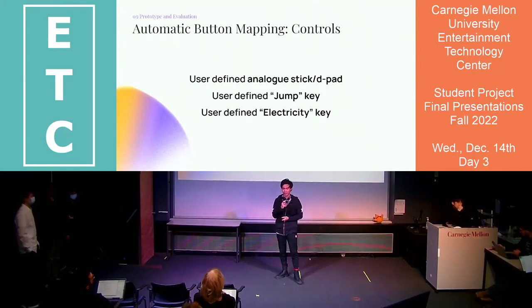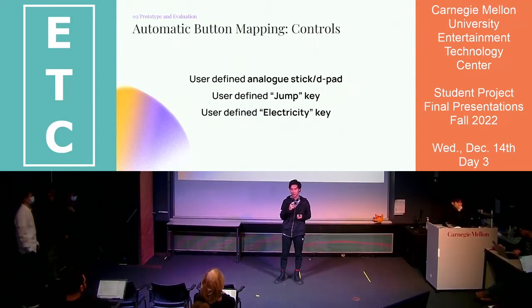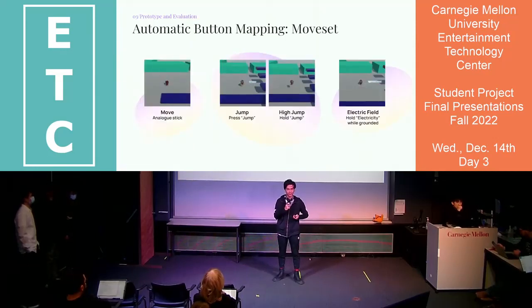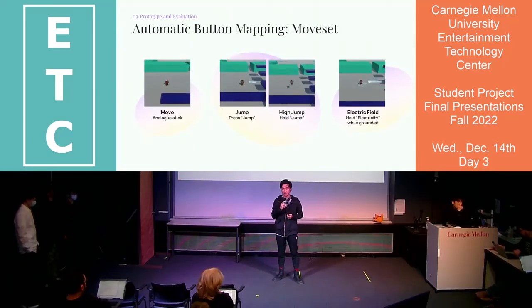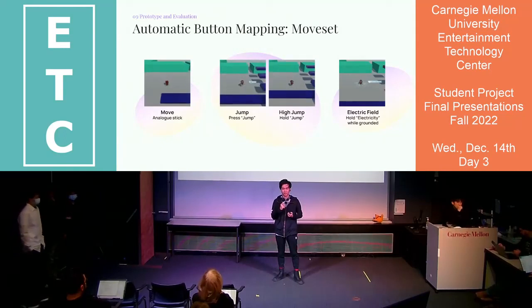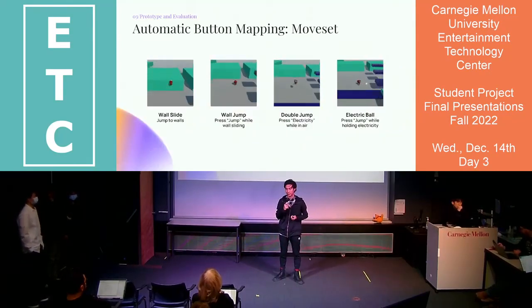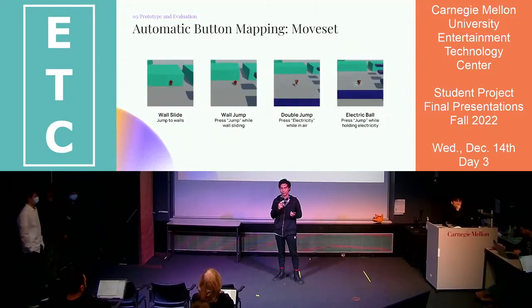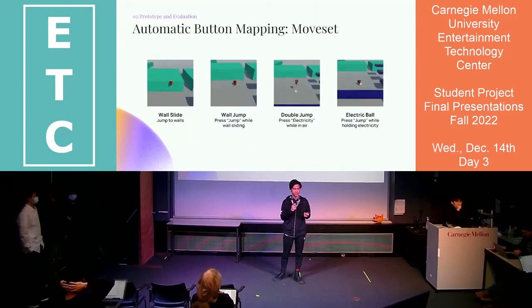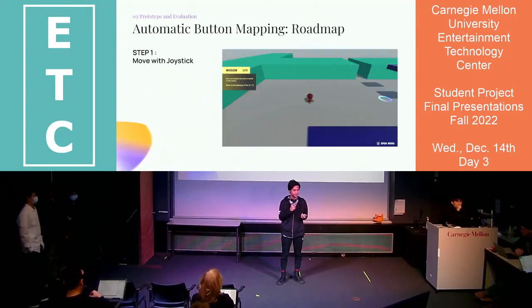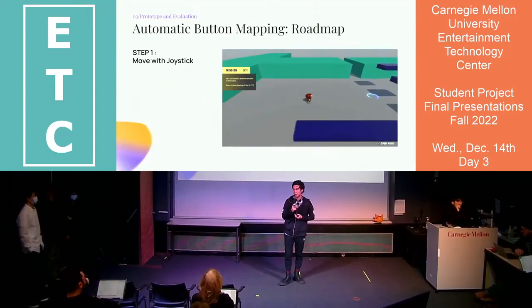So the game is very simple. It only has 3 controls. One is a directional control, which can be an analog stick or a D-pad, and the other 2 are user-defined keys. With these 3 inputs, we are able to design a moveset that is simple enough to accommodate all kinds of control schemes, yet complicated enough for those who are seeking a little bit of extra challenge, because they can come up with some advanced combos to get to certain unreachable locations. And here is our button mapping process.